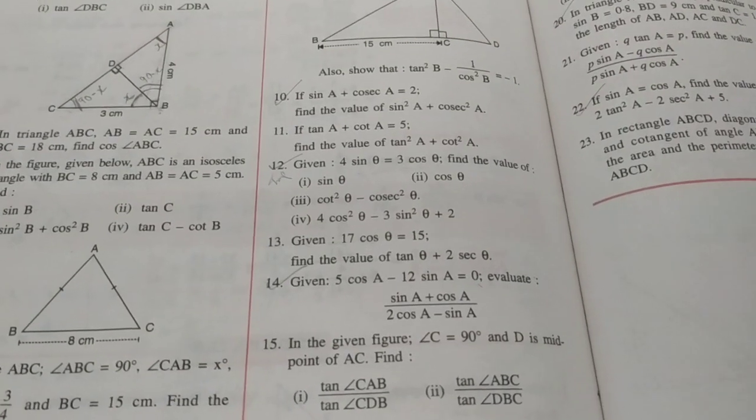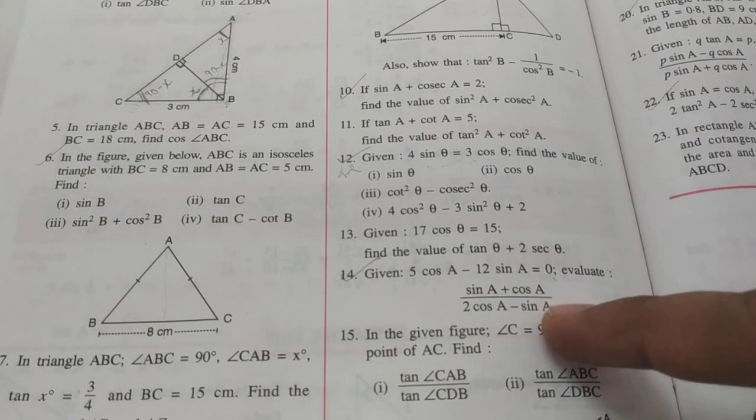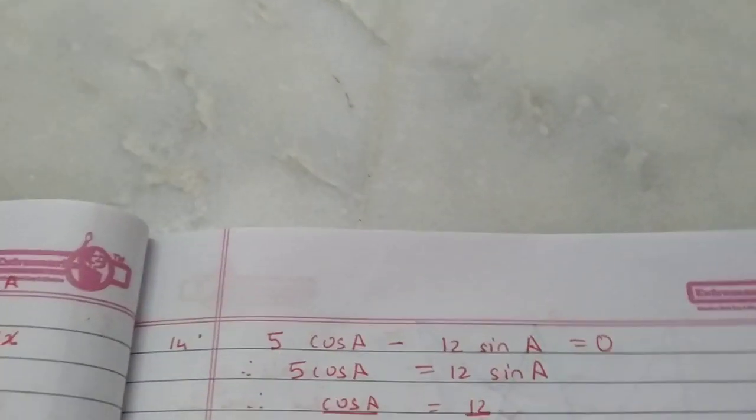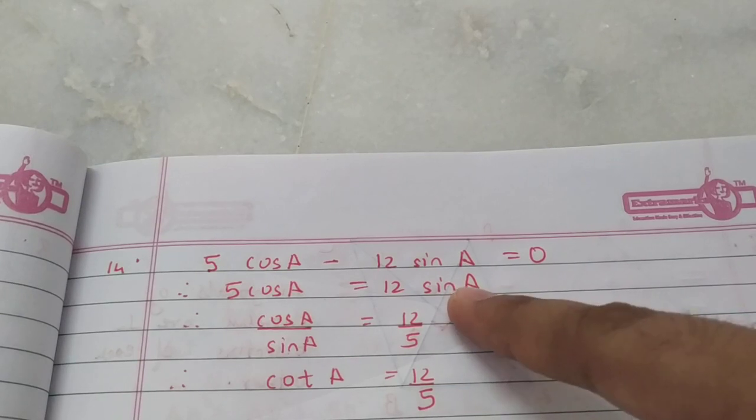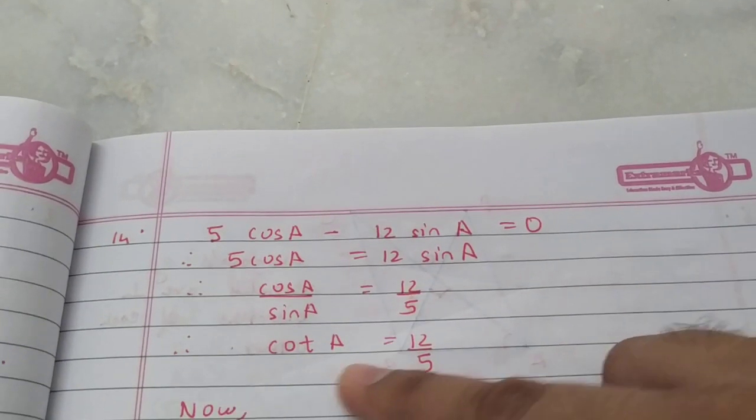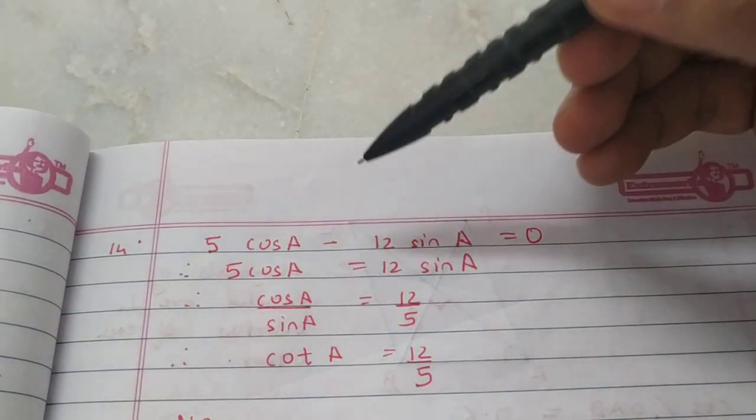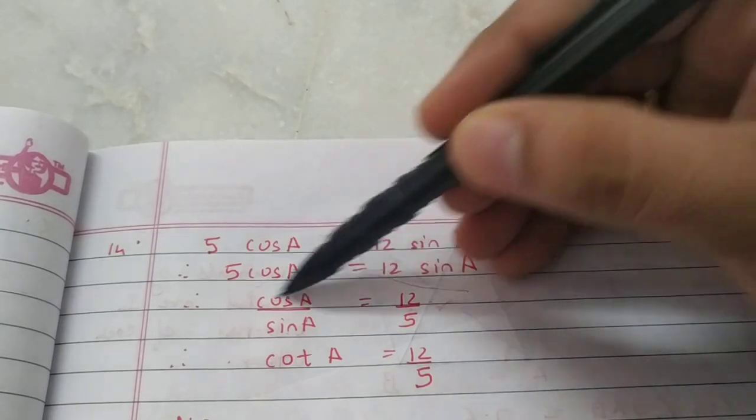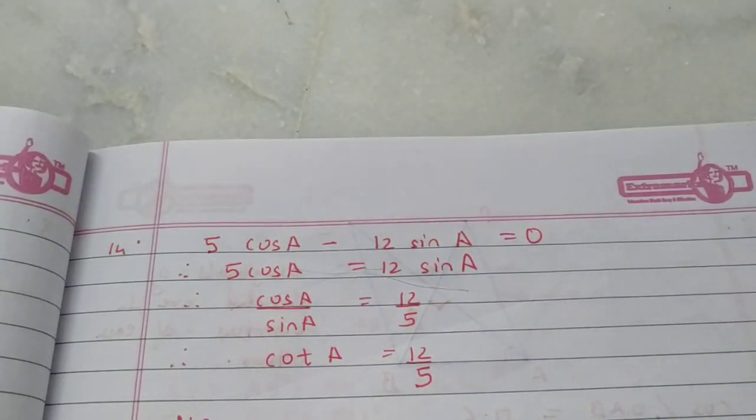Next, the 14th sum. Here, 5 cos a minus 12 sin a is equal to 0, and evaluate this. So, first of all, send minus 12 sin a on the other side, becomes 12 sin a. Sin goes down and 5 goes down here, so we get the value of cot a, because cos upon sin is cot a. By the way, you could have sent cos down here and 12 down here. Also, you would have got the value of tan a, but that's the same thing.